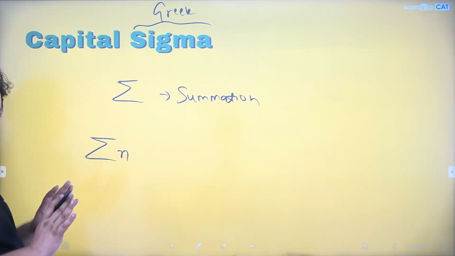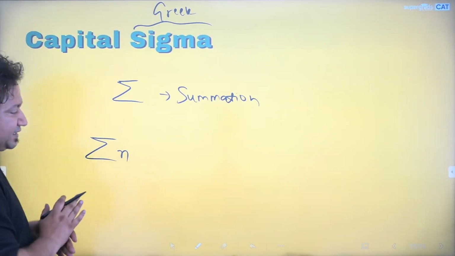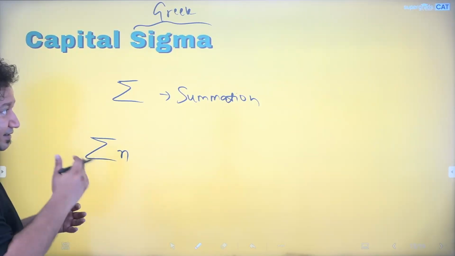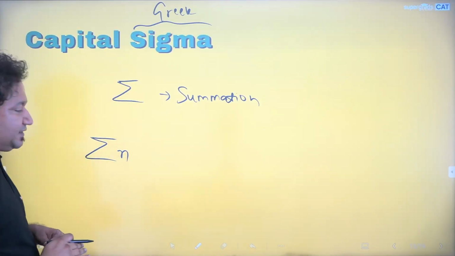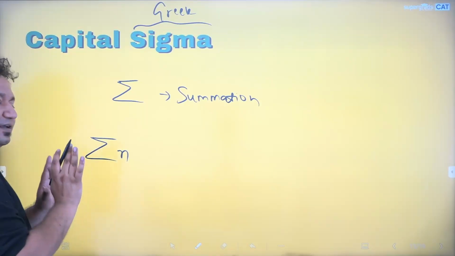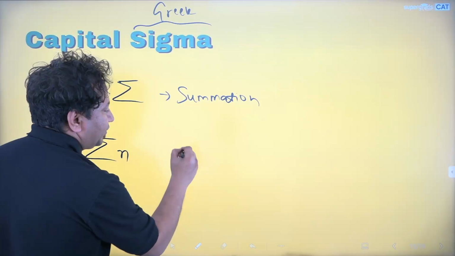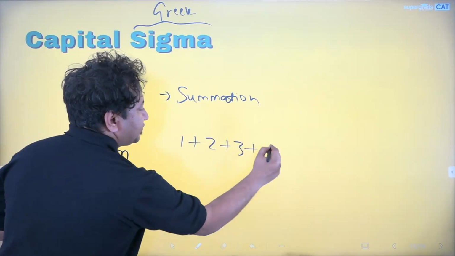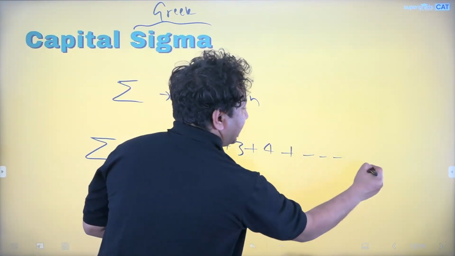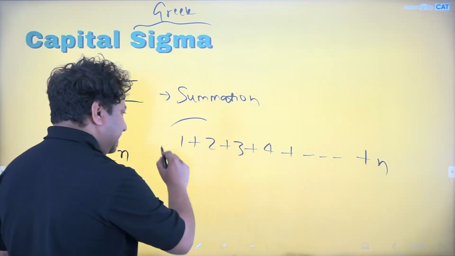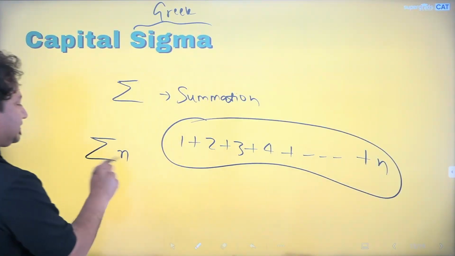Sigma n normally denotes the sum of natural numbers. We'll discuss this further in the real classes, in the class in which we'll be discussing sequences and series. Sigma n is basically the summation of natural numbers, or if you have to write 1 plus 2 plus 3 plus 4 till n. To write this much, it is better to write only this sigma n.